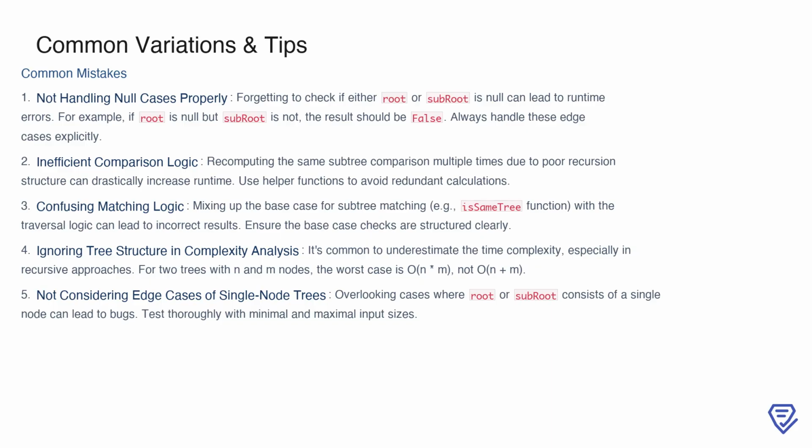Additionally, underestimating the time complexity is another error to avoid. Remember, in the worst case, the time complexity for comparing two trees is n*m, not n plus m, so plan accordingly. Finally, don't overlook edge cases involving single-node trees. Testing with minimal and maximal input sizes is crucial to ensure your solution is robust.